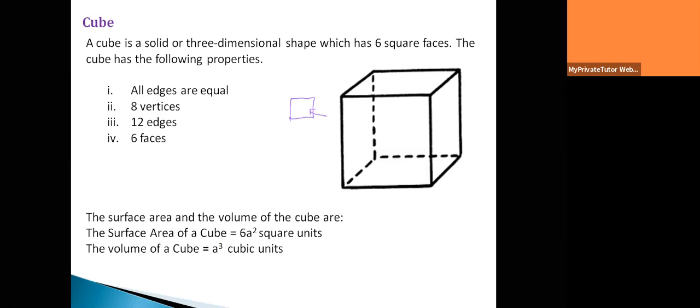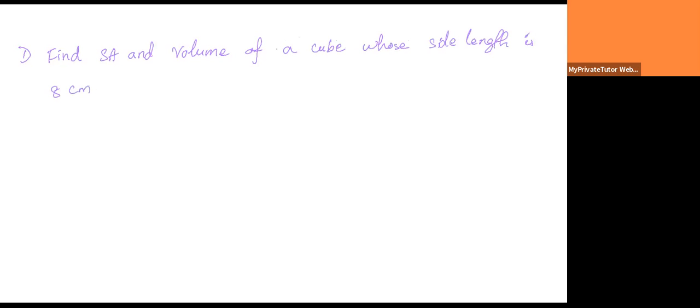Yeah. So let's go to the whiteboard. So find the surface area and volume of a cube whose side length is 8 centimeters, guys.